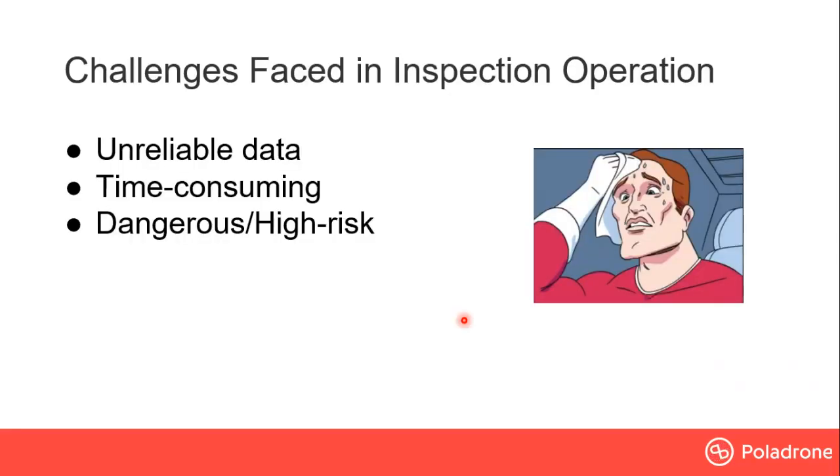So again, what are the current challenges faced in inspection operations? Number one, I would say, is the unreliable data that you get by deploying human labor to do the checking. Second, it is very time consuming and ineffective. And third is the risk. It's dangerous if you send somebody up a cell tower to do inspections. There are a lot of things that can go wrong.